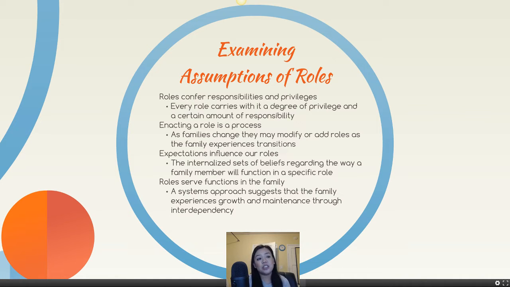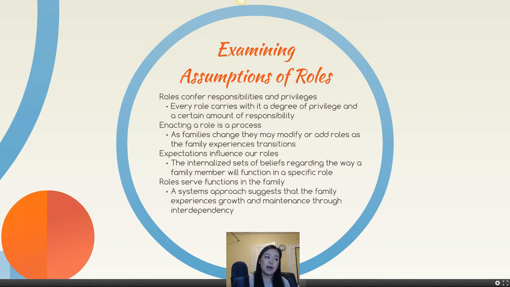The third one, expectations influence our roles. This is our own personal set of beliefs that we've internalized, the way that a family member should function in a specific role. One example is that mothers, we've internalized this idea that mothers are supposed to be nurturing, dads give tough love, and all of that kind of thing. These expectations that we have are not necessarily accurate all the time in reality, nor should they be, but they do influence how we evaluate how well someone is doing in their role.